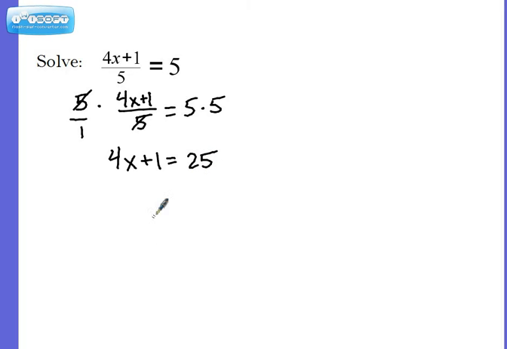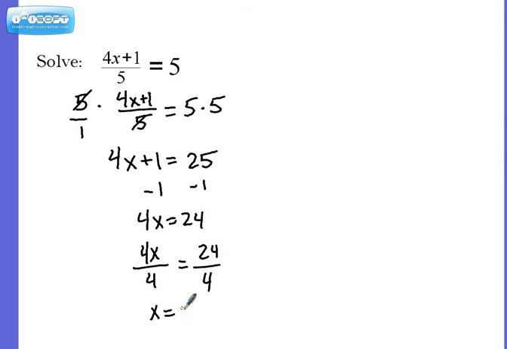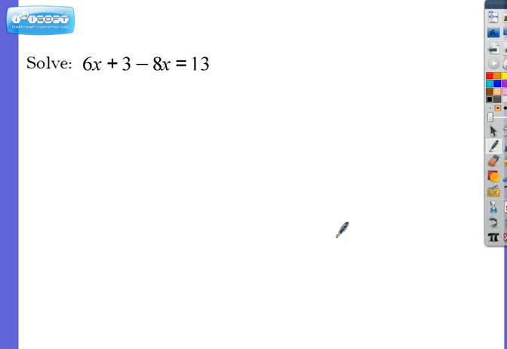Now this is just a 2-step equation to solve. Subtract 1 from both sides, and we get 4x equals 24. And then divide both sides by 4. Again, we're always doing the opposite operation. Here, we're adding 1 to the variable, so we got to subtract 1. Here, we're multiplying 4 to our variable, so we have to divide by 4, always doing the opposite.